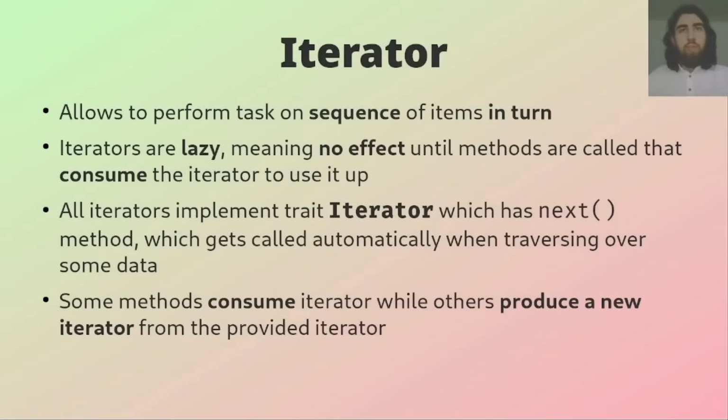So iterators will be the last topic we will cover together. So let's dive in. An iterator allows you to perform a task on a sequence of items in turn. Iterators are lazy, meaning they have no effect until methods are called that consume the iterator to use it up. All iterators implement the Iterator trait, which provides the next method, which gets called automatically when traversing over some data. And some methods consume the iterator, while others produce a new iterator from the provided iterator.